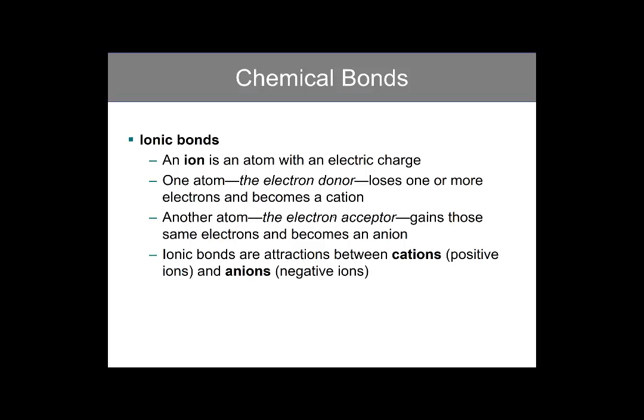In the case of an ionic bond, one atom, known as the electron donor, loses 1 or more electrons and becomes a positively charged cation. Another atom, the electron acceptor, will gain those same electrons, becoming negatively charged, or an anion. Ionic bonds are the attractions between the positively charged cation and the negatively charged anion. We know that opposites attract, and it's the electrical attraction between these 2 ions that ultimately forms the ionic bonds.